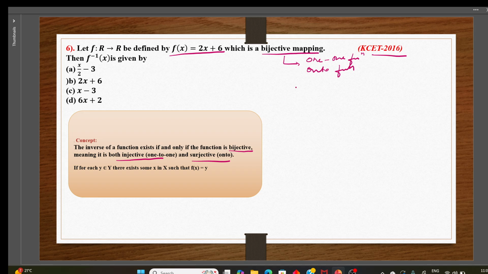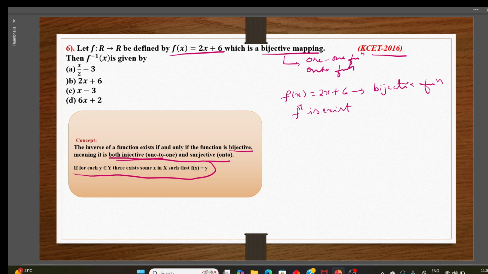Based upon this concept, the given function f of x equals 2x plus 6 is a bijective function, so f inverse exists. Observe the onto condition here: if for each y belonging to the codomain, there exists some x belonging to the domain such that f of x equals y.